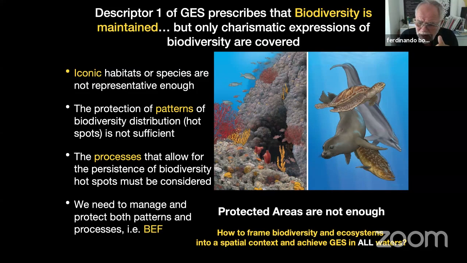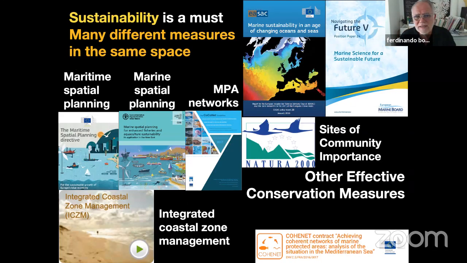So how to frame biodiversity and ecosystem functioning into a spatial context that leads to achieving good environmental status in all waters. Europe has done these things. First of all, recognizing that sustainability is something that we have to reach. And that's why we have Marine Science for a Sustainable Future. The new Green Deal is new just because it calls for a special focus on biodiversity and ecosystems.